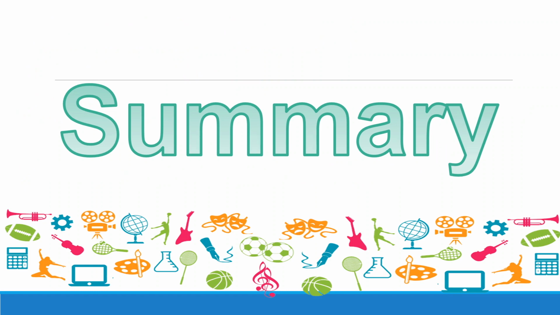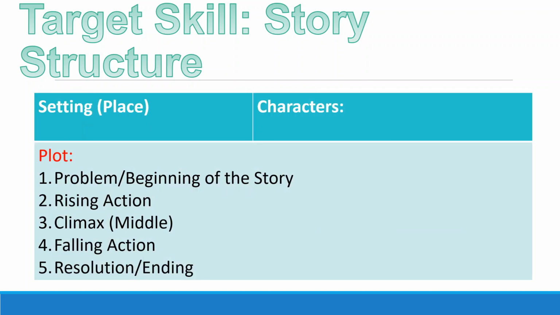So I'm assuming right now that you have read the whole story because I required you to read the story from Sunday up to today, okay? So let's discuss. The target skill that we're going to discuss for today is the story structure of Lesson 18, The Hero and the Minotaur. So I want you to focus on the setting, the place where the story happened, the characters of the story, and the plot. For the plot, you need to follow the following events: problem or beginning of the story, the rising action, climax or the middle, the falling action, and resolution or ending. We've discussed this plot before, so I think you know how to use this.